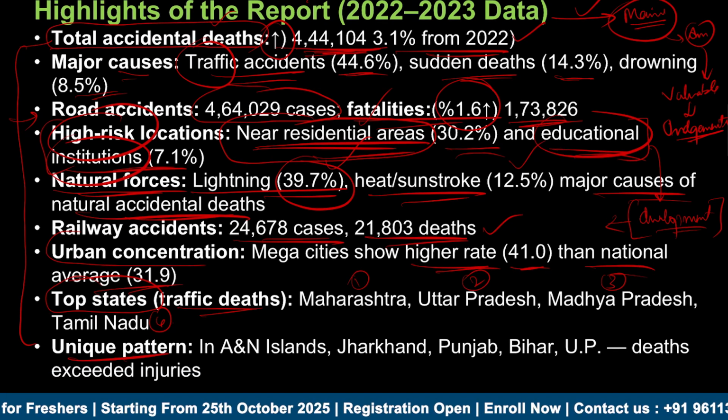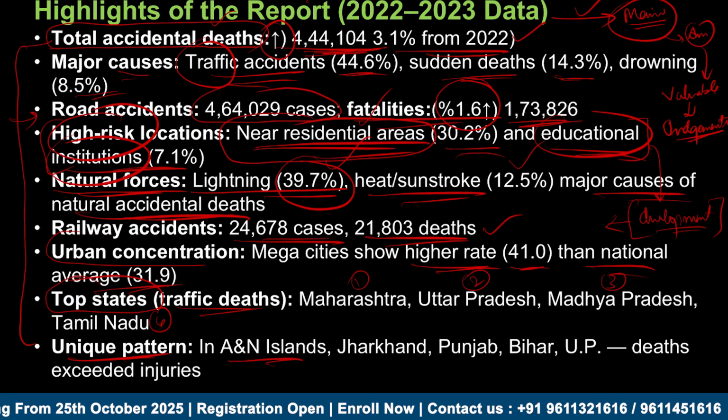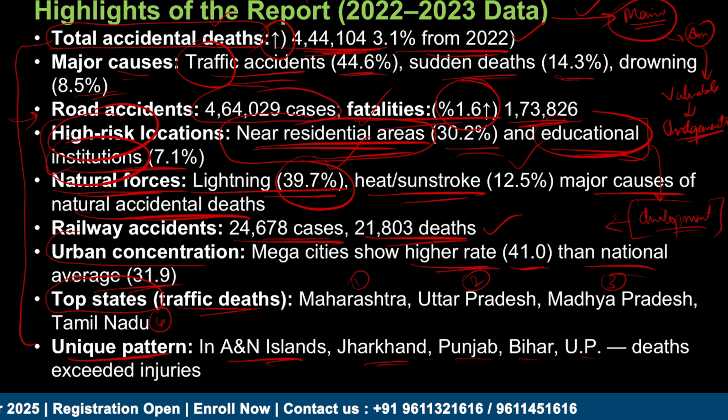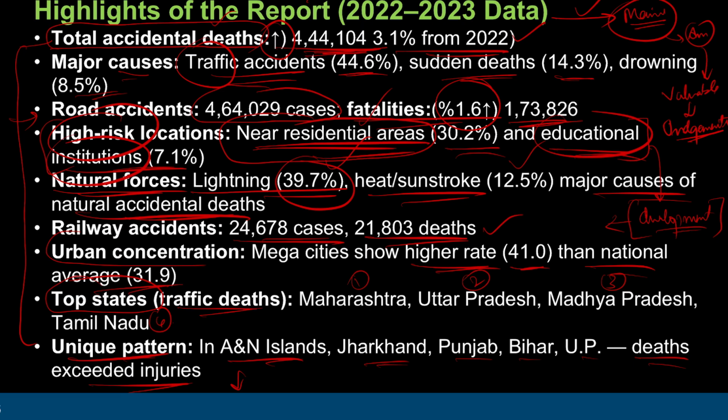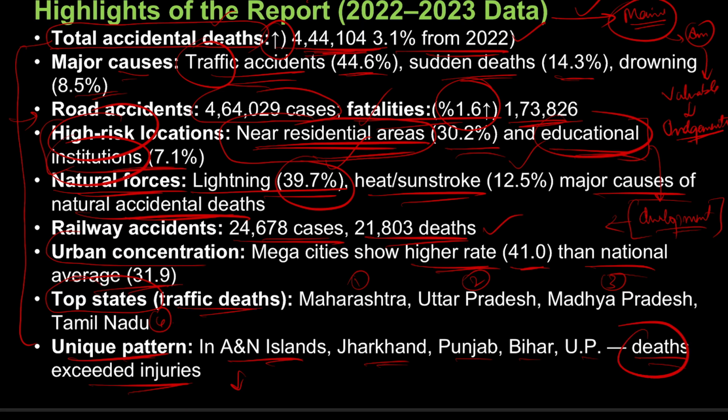And what is the unique pattern that we have seen? In Andaman and Nicobar Islands, Jharkhand, Punjab, Bihar, and UP, deaths have actually exceeded the number of injuries. That means the number of injured persons is less compared to the deaths. So this is also one of the unique patterns.